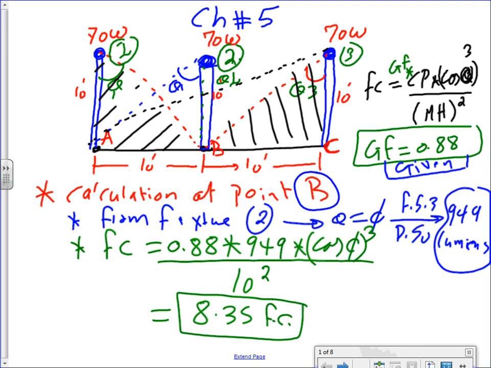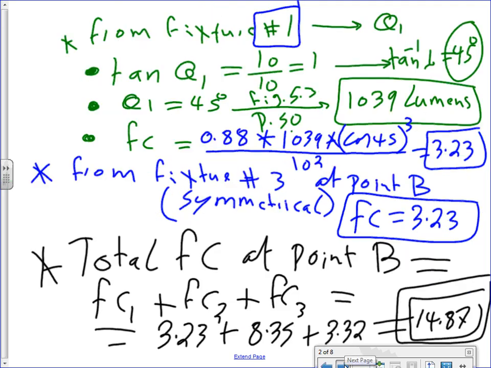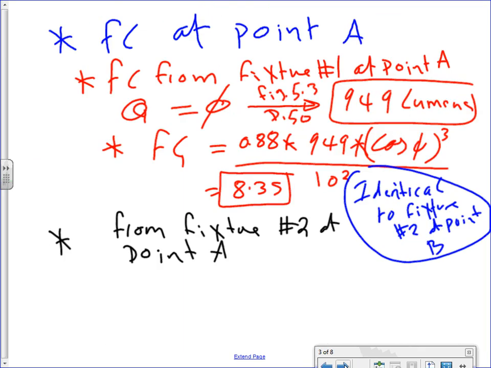Math, does it make sense? Identical to fixture 1 at point B, identical. So you can go ahead and do the math, or I'm going to go directly, guys, for this one. I'm doing it one more time just because of the exercise, so you really don't have to do that.